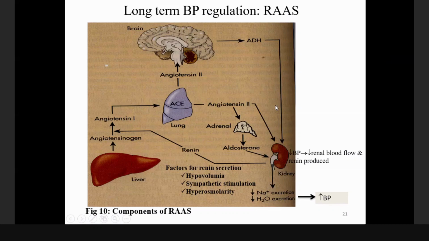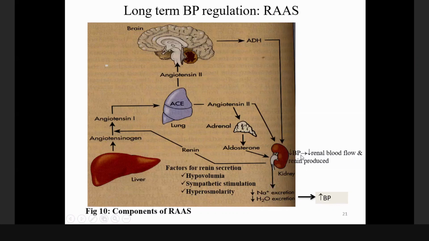Okay, so in order to discuss homeostasis, mainly the feedbacks, assume there is a change. So assume your blood pressure is reduced. Okay, look at figure 10, and you'll see the kidney at the right.